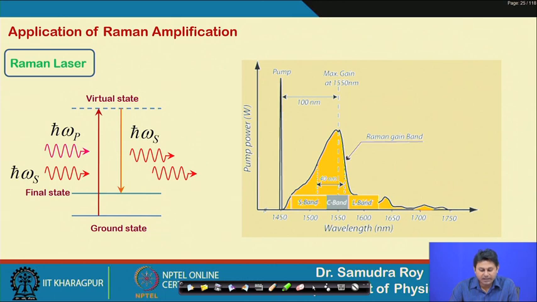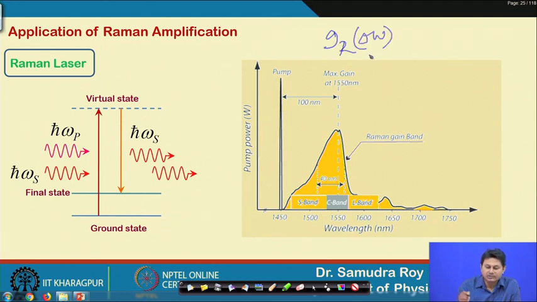For the fiber which is made of silica, if I plot the Raman gain, it is, as I mentioned already, G_r, the Raman gain coefficient. This is a function of delta omega, because it is a function of Raman susceptibility, and Raman susceptibility is a function of delta omega. So, if I plot G_r as a function of delta omega, we will have this kind of curve where the gain is maximum around this point.